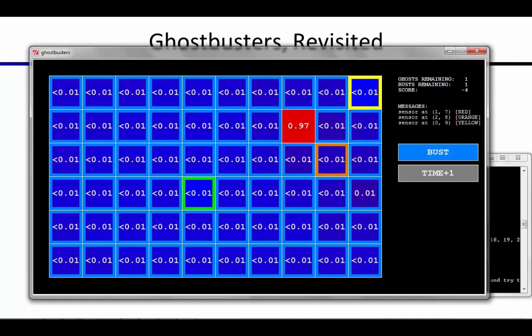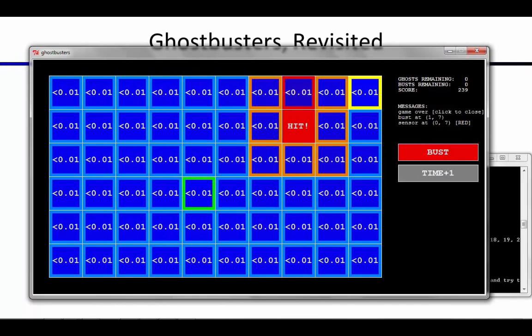Keep going. And what you see here is, thanks to these numbers, it's much easier to realize how much we've narrowed down where the ghost might be. We've really narrowed it down at this point. So maybe we decide to bust, and we got it.